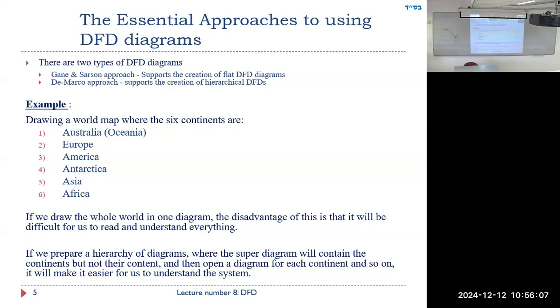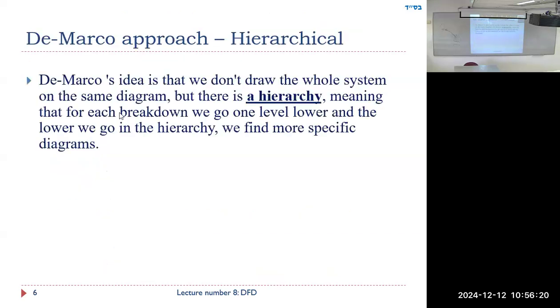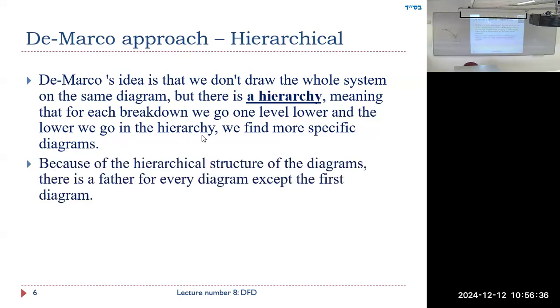Then you have a continent. Then you have what's in the continent. Then you have another continent. So it's hierarchical. That's what we mean, and that's what we're going to do. There'll be a super diagram which will contain all the continents. So this is what we mean by hierarchical. We have one diagram that has the whole system in one diagram. And then we break each part of that down into lower levels and lower levels, and it becomes more specific.